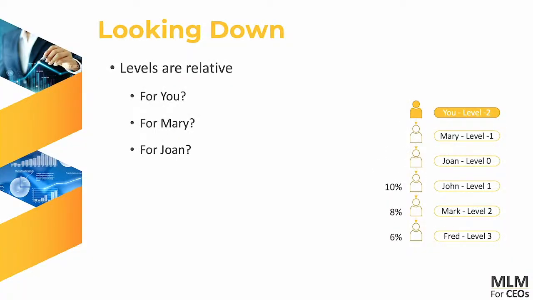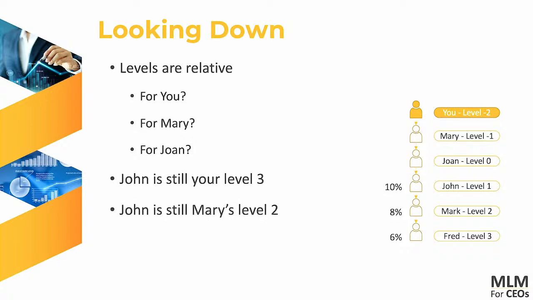Of course, if we have a look at Joan, then John is her level 1, Mark is her level 2, Fred is her level 3. Again, still Mary's level 4, still your level 5, still Joan's level 3. So everybody is in a position in the network relative to the person whose commission you're looking at. And that doesn't change. It's always a relative situation. So John is still your level 3. John is still Mary's level 2.